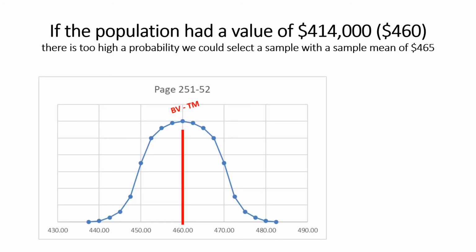I need more evidence. Now, what we've got here is, we all remember from statistics, there's a distribution. Let's pretend that the true value of the population, the unknown value, is 414,000. The book value is 450,000, but what if the true value was 414,000? That'd be an average of 460. There'd be a distribution around there. Would it be possible to get a sample with a mean of 465 if the true value were 460? Yes. Is the probability of getting that sample too high? Yes.